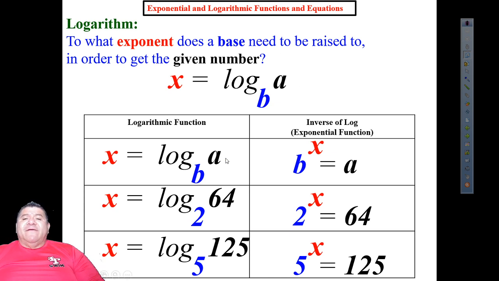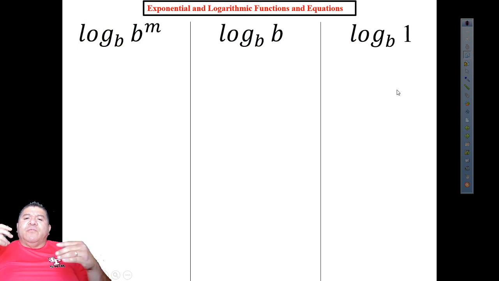But what is the main idea of all this? That we are solving for the missing exponent. That is correct. And what did we know? That logarithmic functions are inverse of exponential functions and vice versa. All right. So today we arrive to what we call properties.